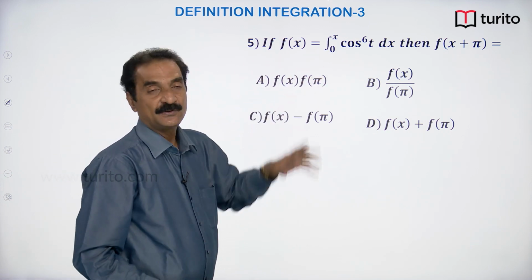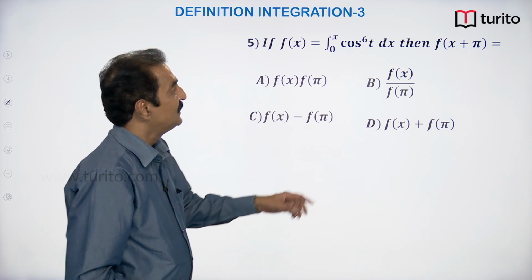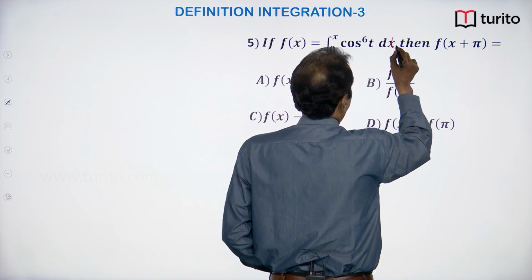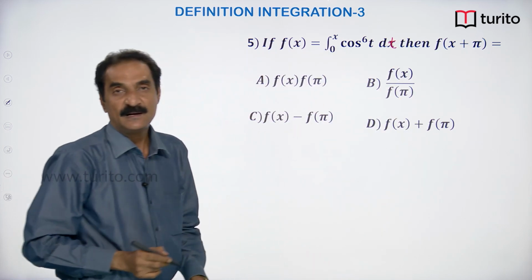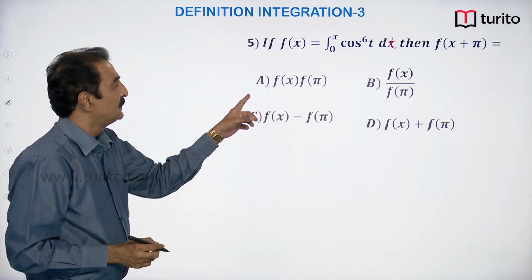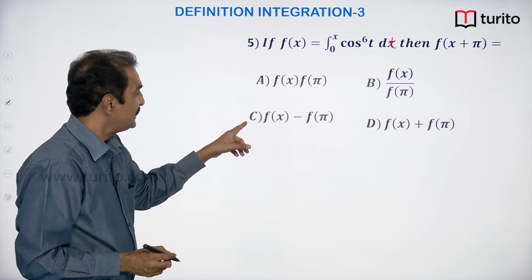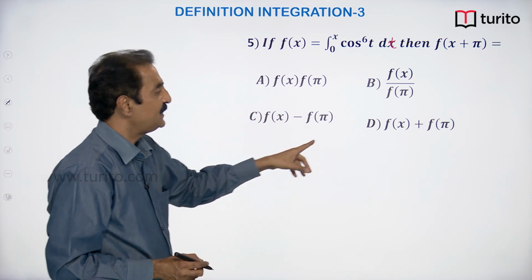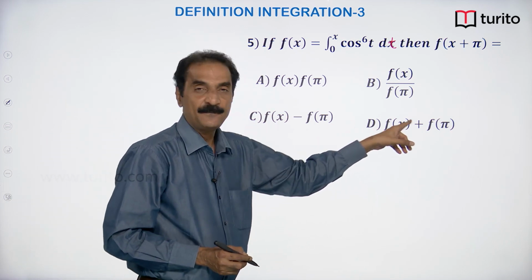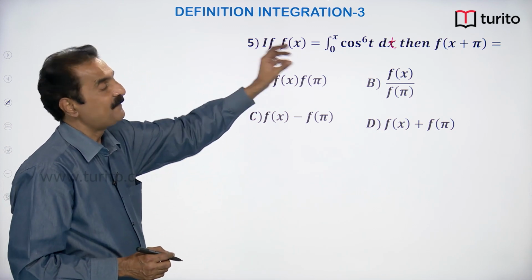If f of x is equal to integral 0 to x cos power 6t dt, then f of x plus pi is equal to: f of x into f of pi, f of x by f of pi, f of x minus f of pi, or f of x plus f of pi. Now, let us take f of x plus pi.